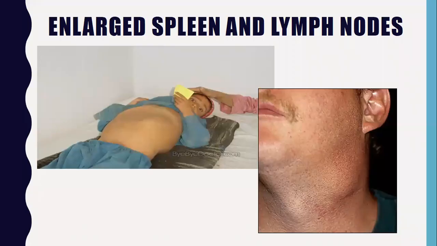Okay, so here we have images of an enlarged spleen. You're looking for that splenomegaly. And then here's an image of an enlarged lymph node, which is pretty big if you can see it.